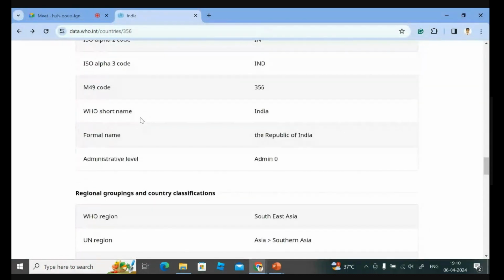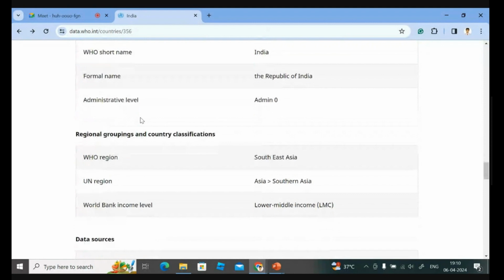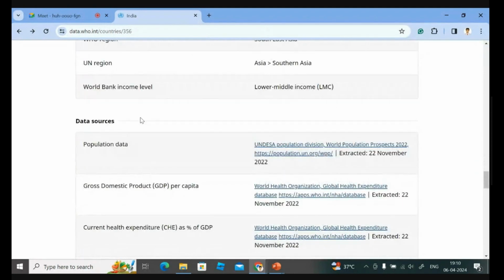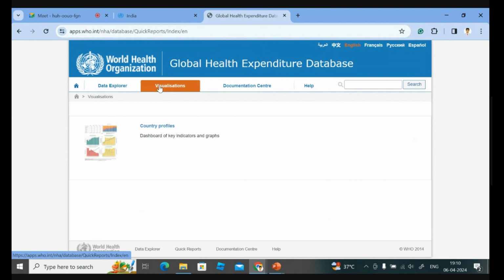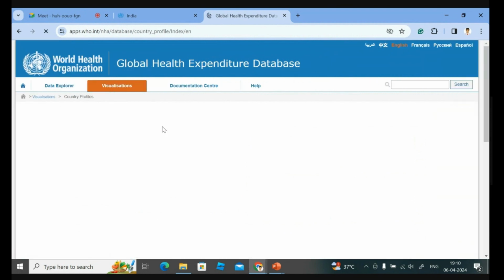These are the shortcuts, short names, all that: region wise, security wise, domestic GDP data. This is brilliant. How much is India spending? What is the overall expenditure of India's GDP? I told you about visualization. Come to visualization and look for country profiles and then click that. You will see the dashboard. You'll be able to get that.